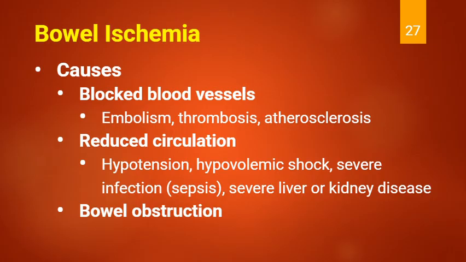reduce blood flow. Bowel ischemia can also occur when overall circulation decreases, such as in hypotension, hypovolemic shock, severe infection, or organ failure. During these conditions, the body prioritizes blood flow to vital organs such as the brain, heart, lungs, and kidneys, which can reduce blood flow to the intestines.